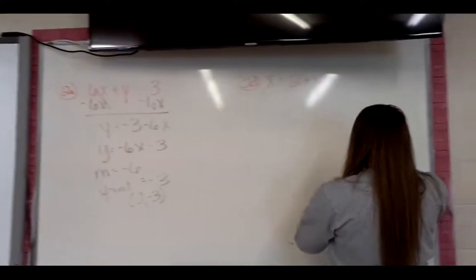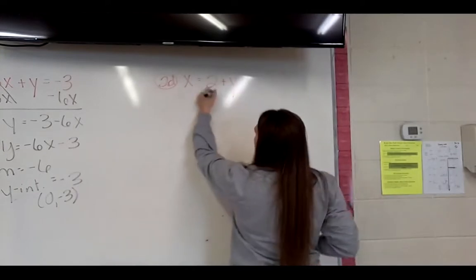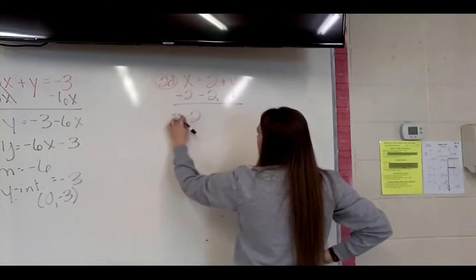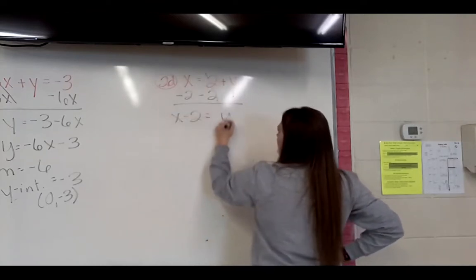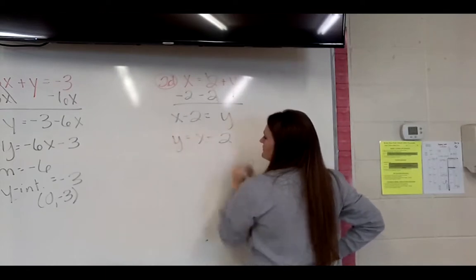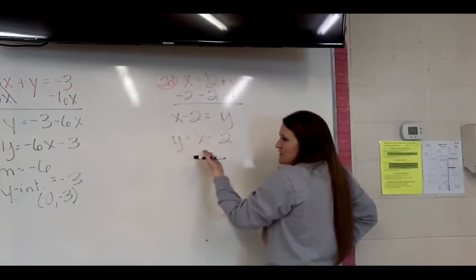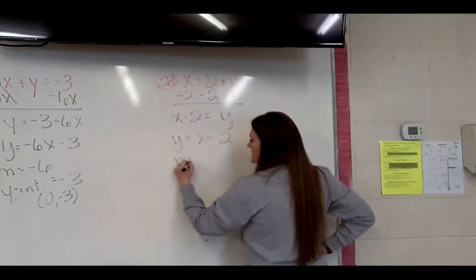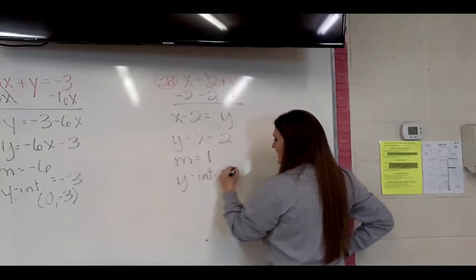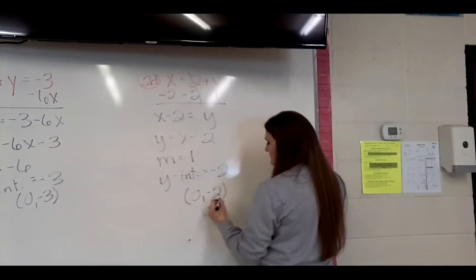Okay, on 2D, same thing. I've got to rearrange it, solving for y. It's over here, so I have to subtract 2 to the other side. So I have x minus 2 over here equals y. Even though it's backwards, that's still in the right form. Okay, my slope, well, just look, how many x's is that? There's 1. So my slope here is 1. My y-intercept is negative 2, which is the point (0, -2).